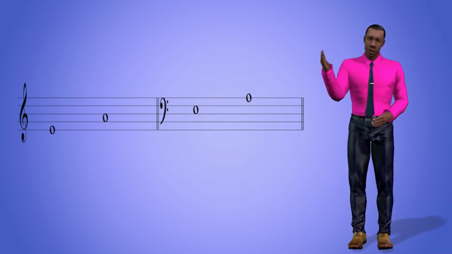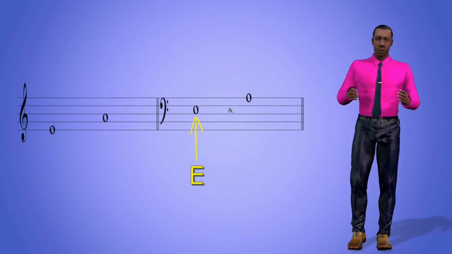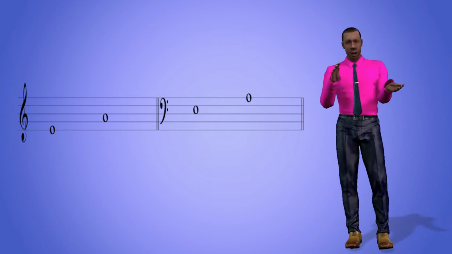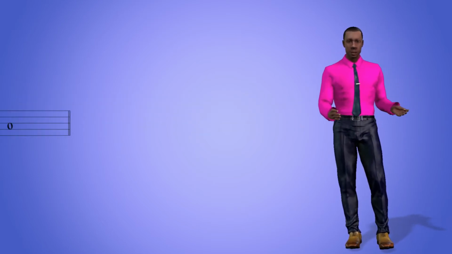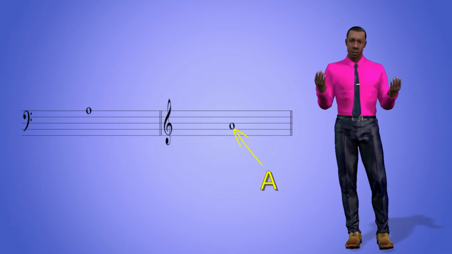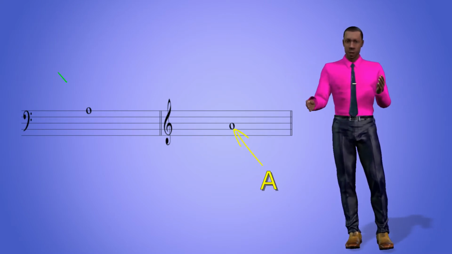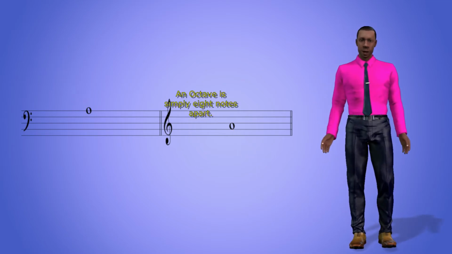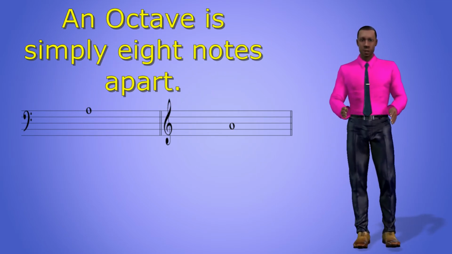Simply count up or down from F. You will notice that the same name can be used for 2 entirely different pitches. We had an A on the treble staff, but we also used the letter A for one of the notes on the bass staff. These 2 notes are an octave, or in other words, 8 notes apart.